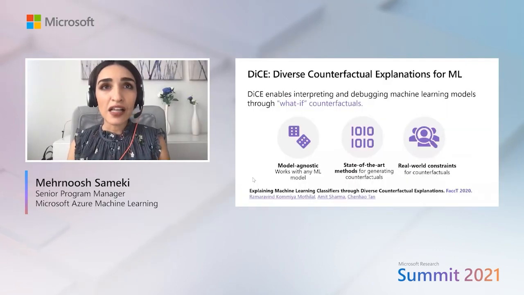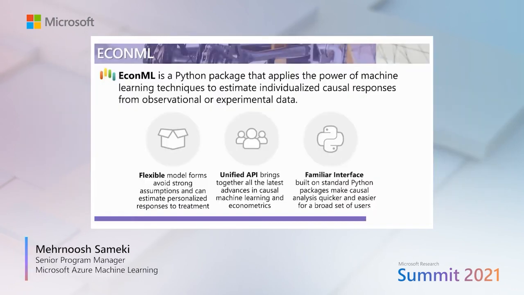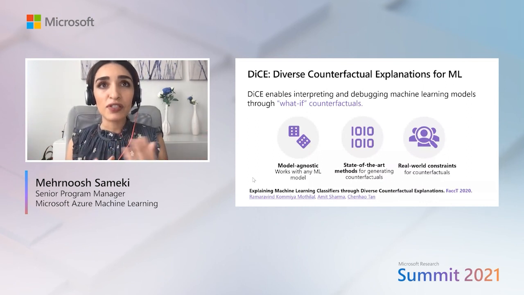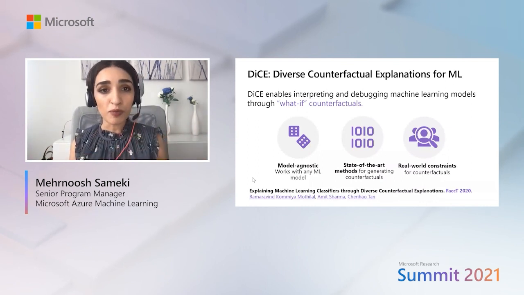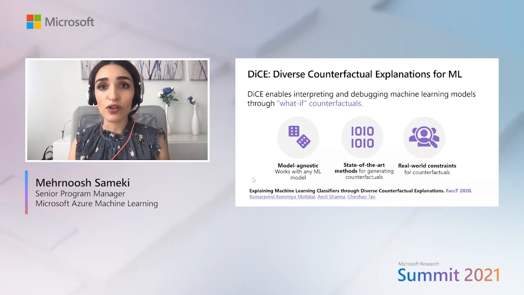The functionality that I presented in this demo is backed by an open source package called EconML. Really recommend you to check that out. It's a Python package that applies the power of machine learning to estimate individual causal responses. So to summarize, this is a toolkit that brings together all of our previously released capabilities under one roof, hoping to help you assess, understand, and evaluate your models, and also make informed data-driven decisions.